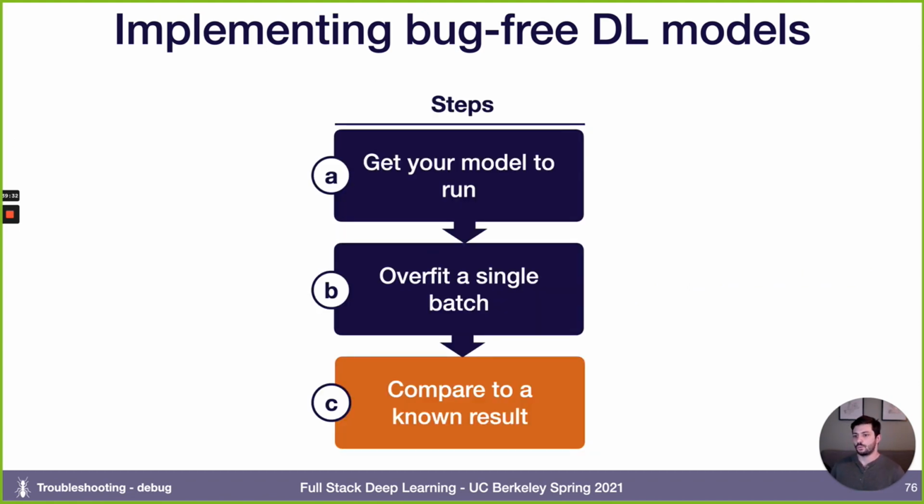All right, so once we're able to overfit a single batch, the next thing that we should do, before we start trying to make our model more complex or adding more data or anything like that, is compare the results that we're getting to some known result. This is the last sense check that we'll use to convince ourselves that our model is reasonably bug-free before we move on.